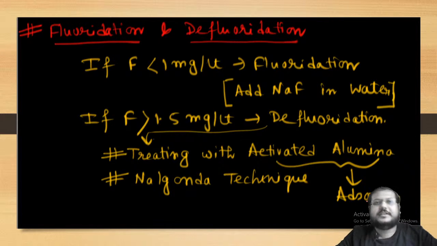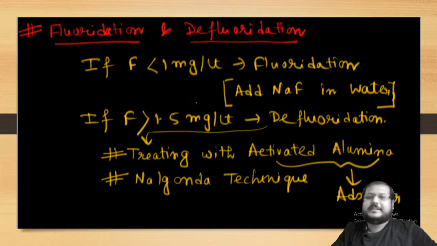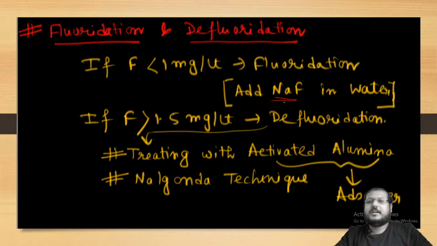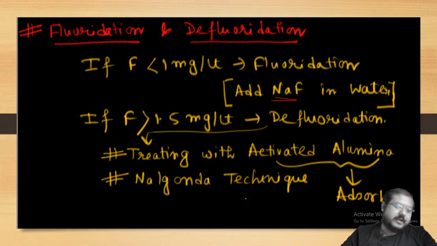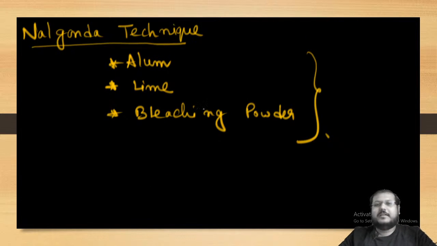Another one is fluoridation and defluoridation. If fluoride is less than 1 milligram per liter, it's a problem, then fluoridation is required. Add NaF to the water. If it is more than 1.5 milligram per liter, defluoridation is required. It is done in two ways: treating with activated alumina, which acts as an adsorber, and the Nalgonda technique. Nalgonda is a city in Telangana. In the Nalgonda technique, alum, lime, and bleaching powder are used as the three chemicals.